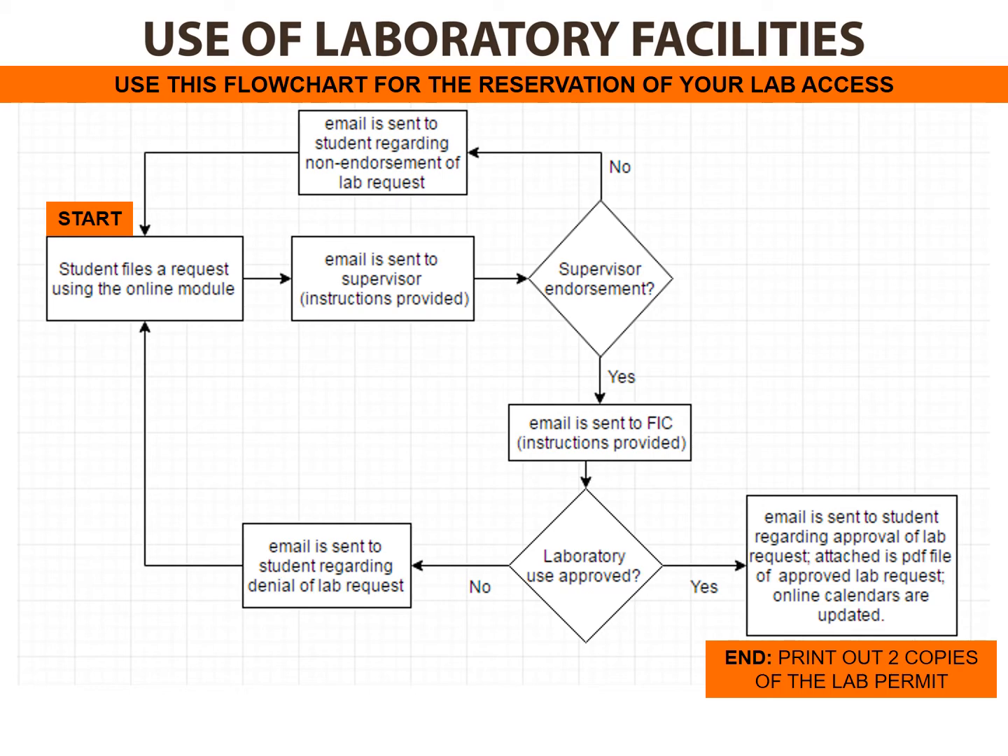Again, if your supervisor has agreed to your request, an email will now be sent to the faculty in charge of that laboratory. Instructions will also be provided in that email. If the laboratory FIC approves, then an email will be sent to you regarding the approval of your lab request. A PDF file will be attached to that email, and that PDF file is now your lab permit. The online calendars that show the usage of the laboratory will also be updated. If the laboratory use is not approved, then an email will be sent to you regarding the denial of your request. Make sure to print out 2 copies of your laboratory permit, as shown in the following slide.